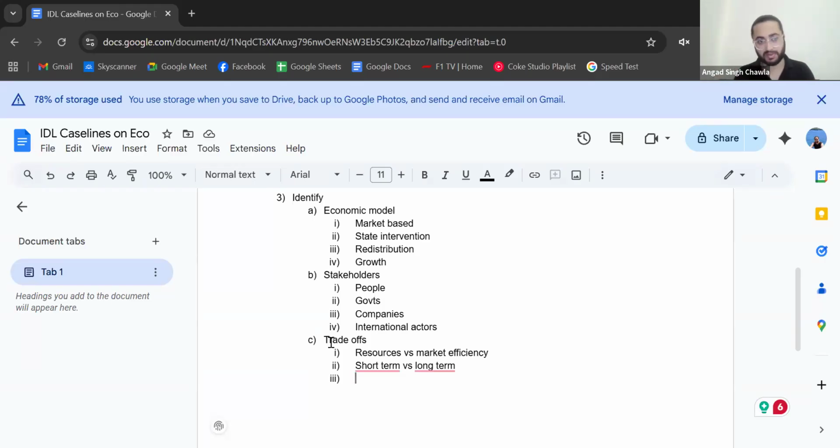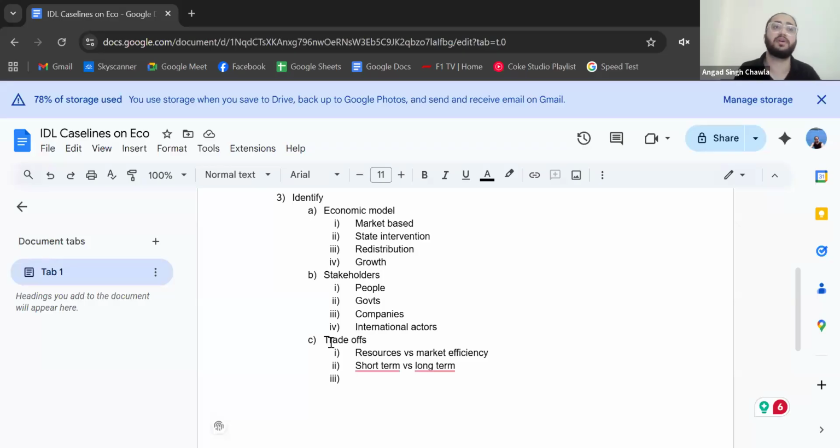Not every policy is going to be completely beneficial for everyone. You'll obviously have trade-offs in some way or the other, which means that they're going to incur some losses, some harm as a consequence of this policy, because no policy is perfect. That decision-making calculus, you determining what is more important for the country, is called a trade-off.